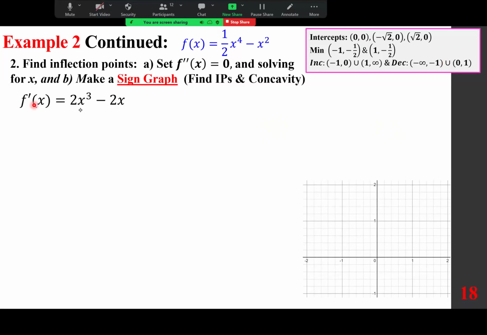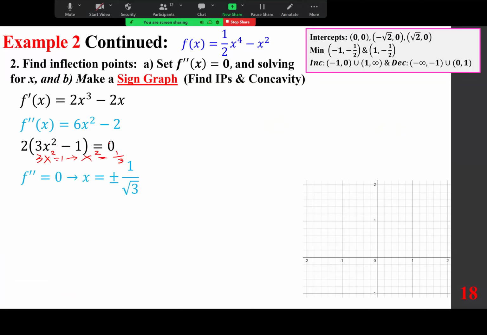So here's f prime. F double prime is 6x squared minus 2. To set this equal to 0, we're going to factor the 2 out. And to set this equal to 0, 3x squared equals 1. X squared is 1/3. So x is plus minus 1 over square root of 3 precisely.